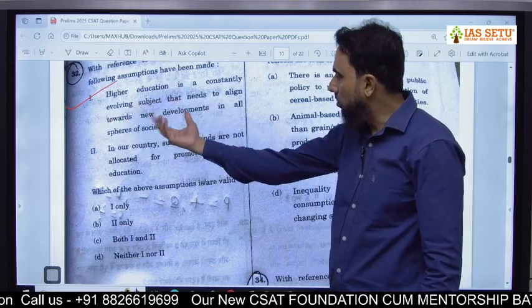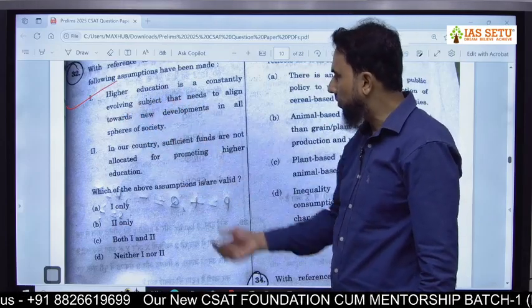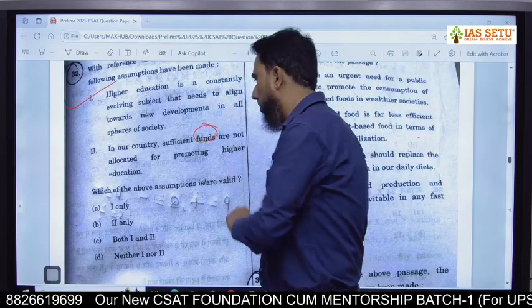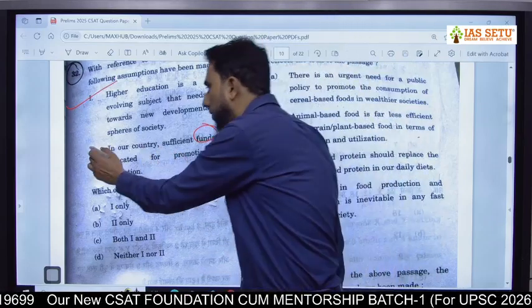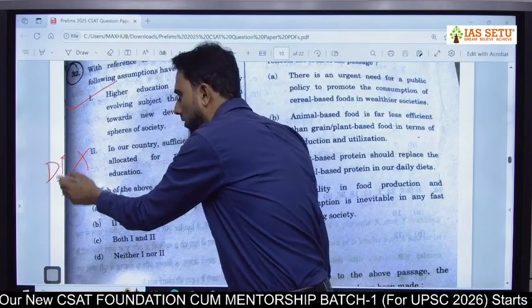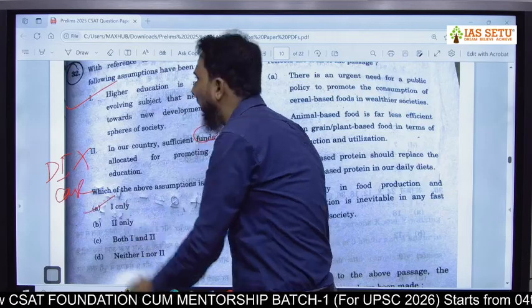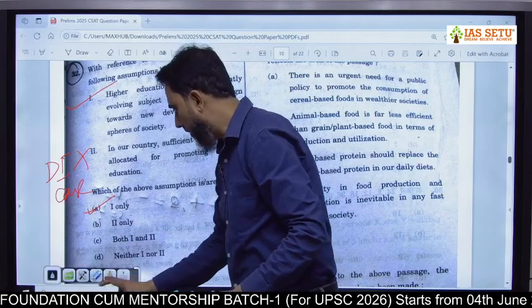The author would agree with this thought. Second, in our country, sufficient funds are not allocated. Funds are not mentioned. No data given anywhere. It's a DI case. So your answer should be option A for question 32.